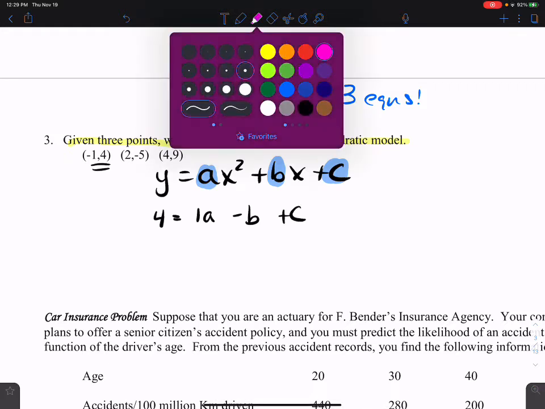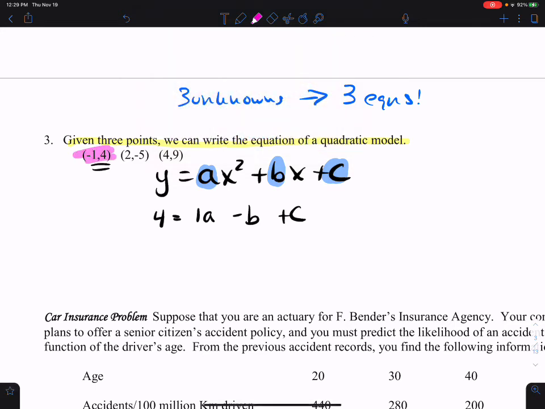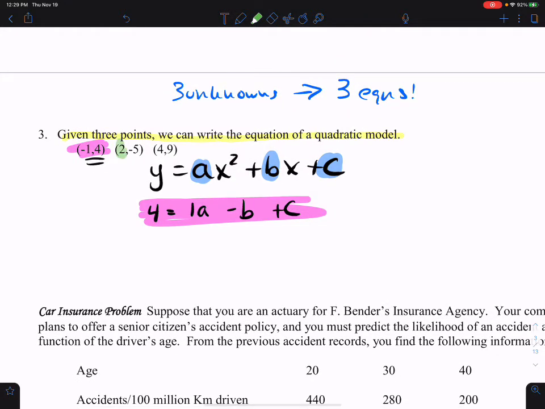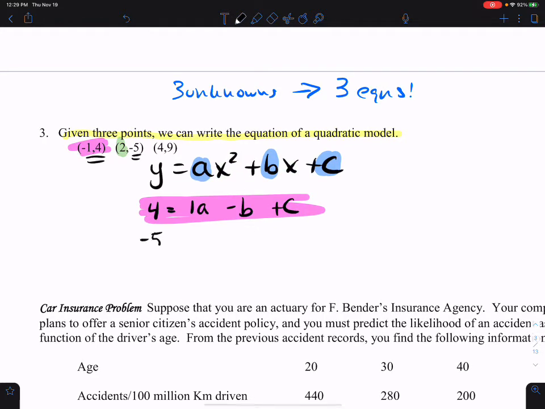Right, so we used this unique fact to come up with this piece of information. This is one relationship between A, B, and C. So we continue that process. If I plug in 2 for x, so if I plug in 2 for all of those x's, it's guaranteed that the y value is -5.